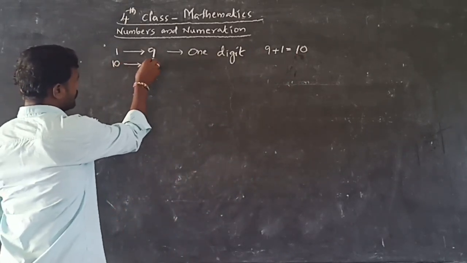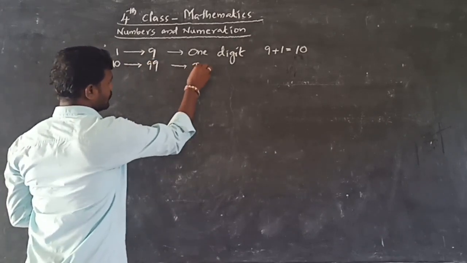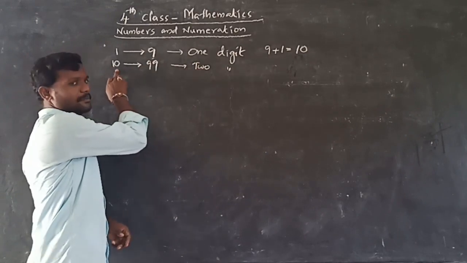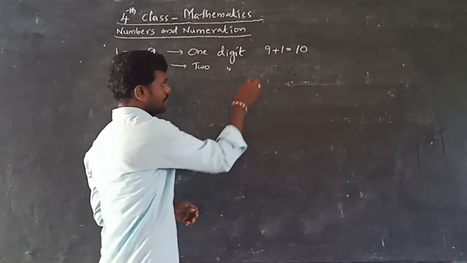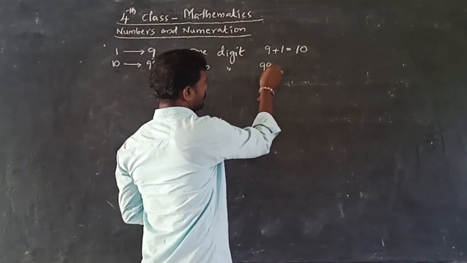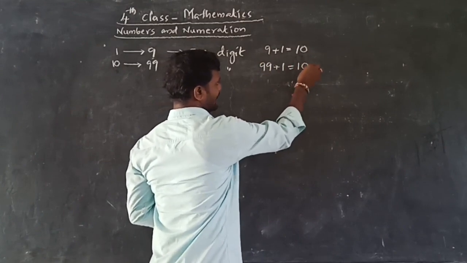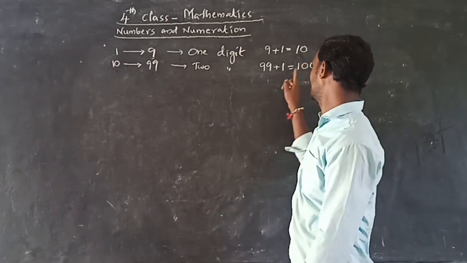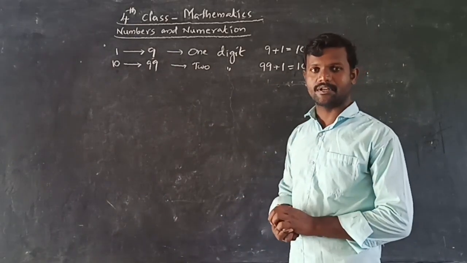From 10 to 99. So these numbers are what? 2 digit numbers. What is the smallest 2 digit number? 10, and the largest 2 digit number is 99. If you add 1 to 99 again, then what will you get? 100. 99 plus 1 is 100. 100 has how many digits? 1, 2, 3. So 100 is nothing but a 3 digit number.